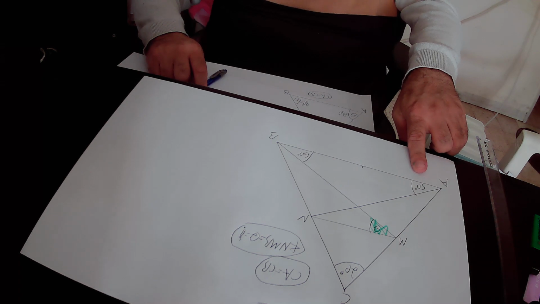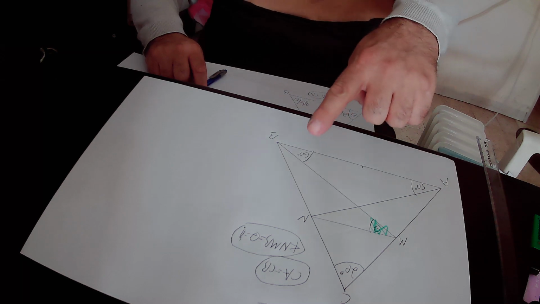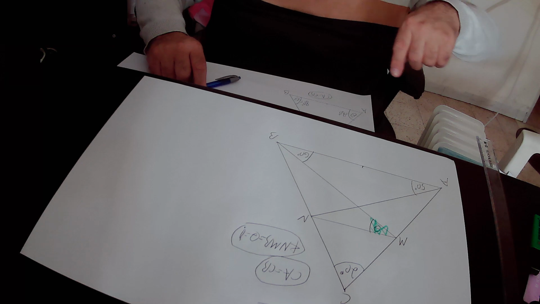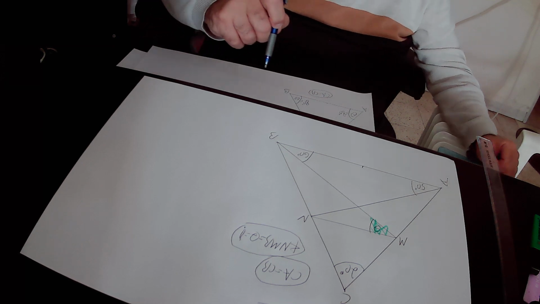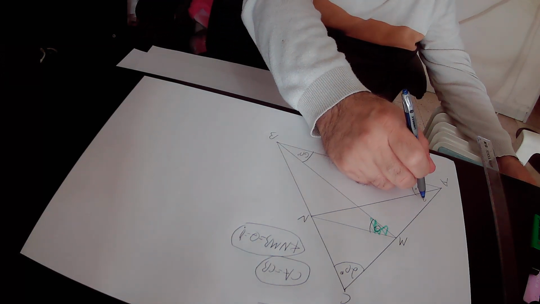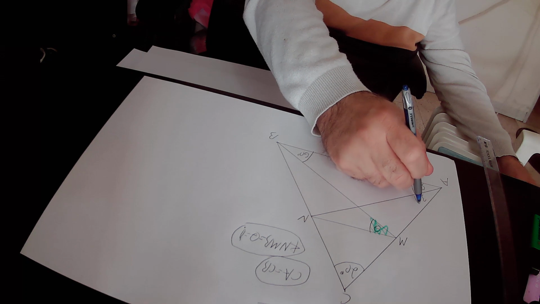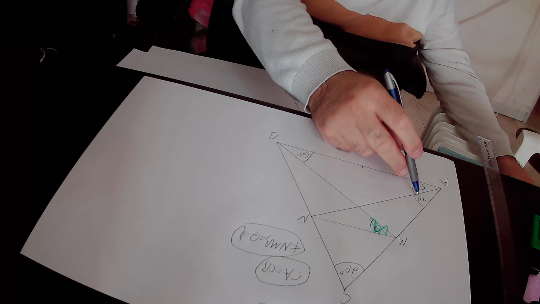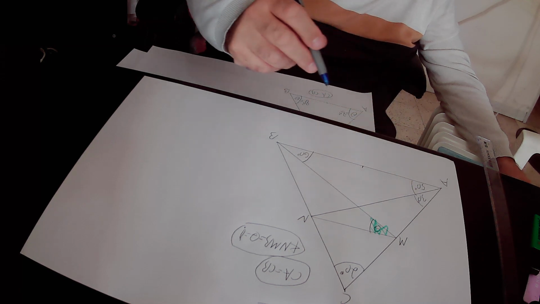But part of angle theta is angle NAB, which is already equal to 50 degrees. Therefore, the missing angle must be equal to 30 degrees. In order to complete the size of this angle theta to 80 degrees, the missing angle here must be equal to 30 degrees in its size.